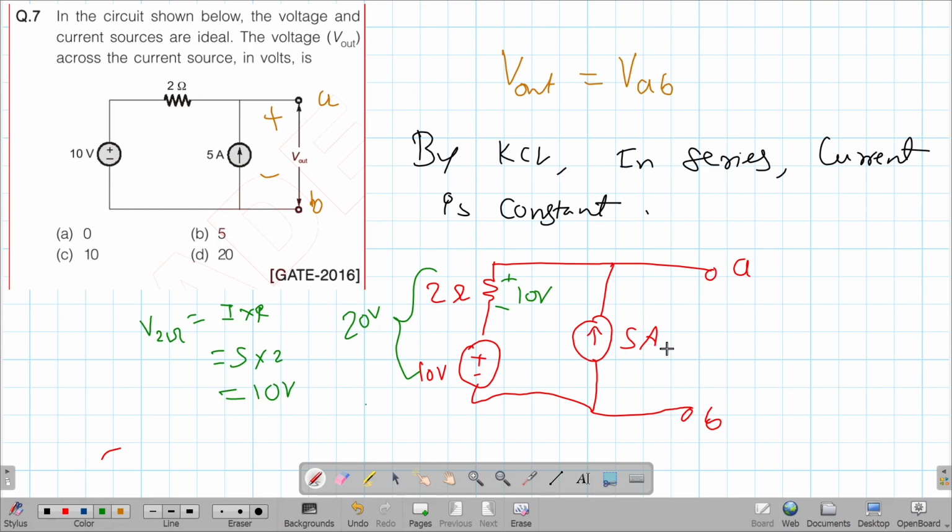Okay, so the voltage across current source will become 20 volt. Okay, so VAB equals to V out equals to 20 volt. So the correct answer is 20 volt.